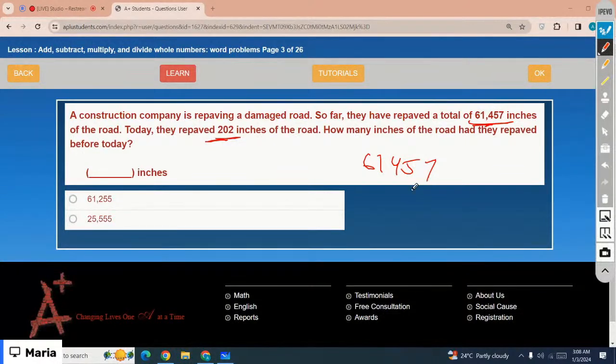So you need to subtract 202. 7 minus 2 is 5, 5 minus 0 is 5, 4 minus 2 is 2, 1 is 6. That means before today they did 61,255. Got it? So the correct option is option number 1.